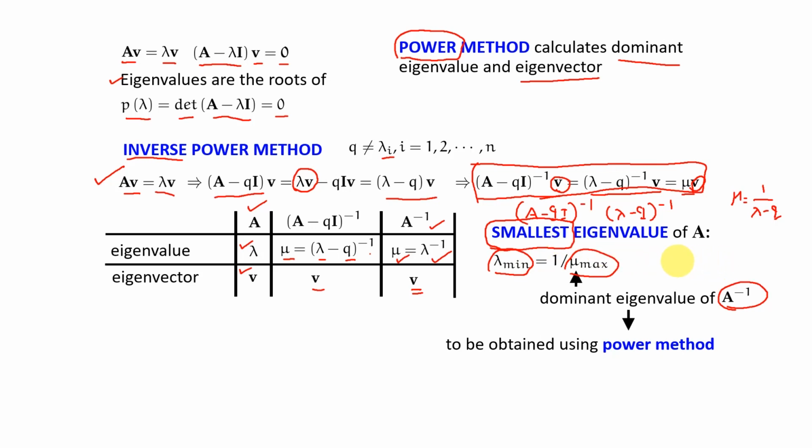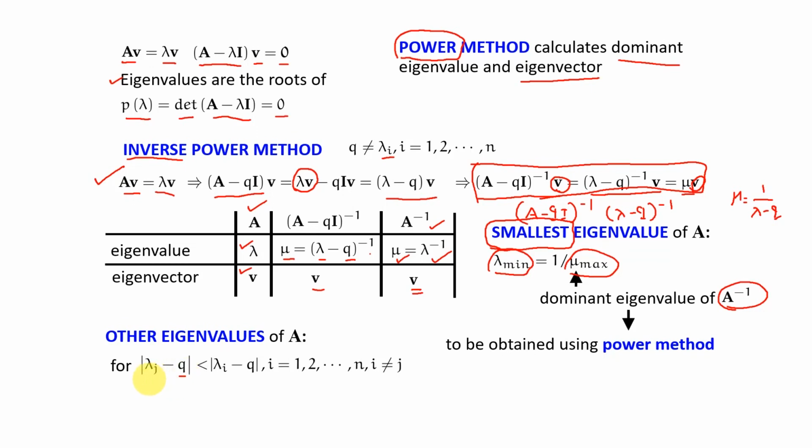The largest eigenvalue of A, of course, we can directly find by applying the power method over A. For the smallest eigenvalue, I have to apply the power method over A inverse. So the largest and smallest are now taken care of. We want to see how to figure out the other eigenvalues of A. We have to select Q judiciously. So we select Q in a way that the magnitude of lambda j minus Q is less than that of lambda i minus Q, where i is not equal to j.